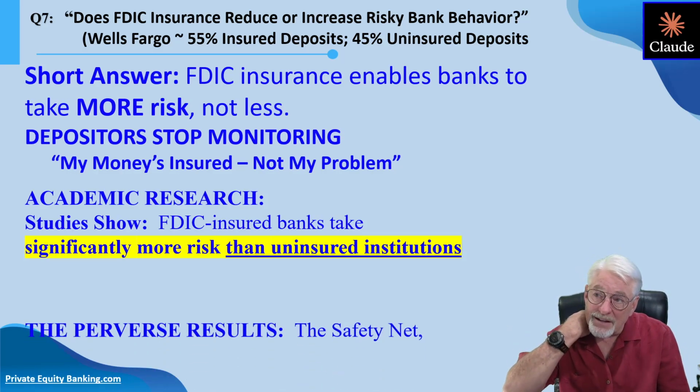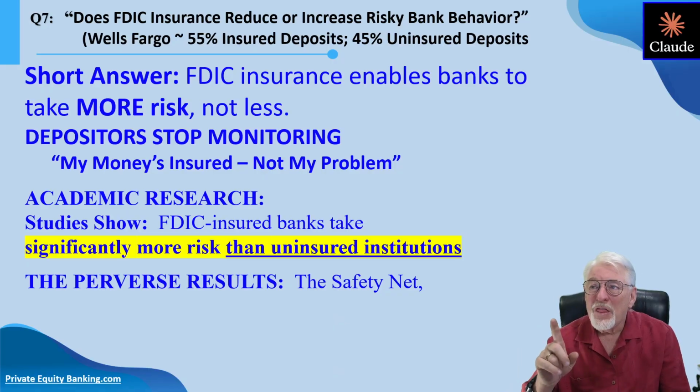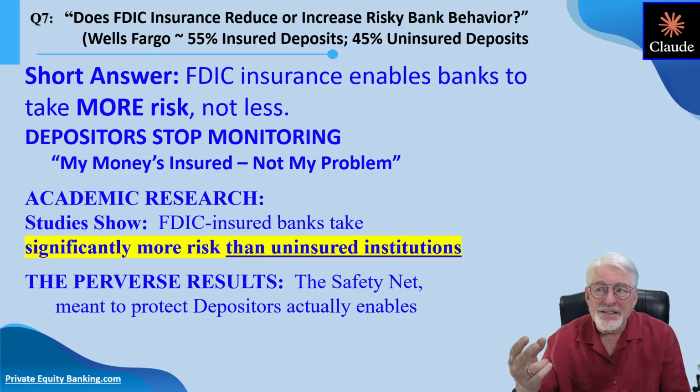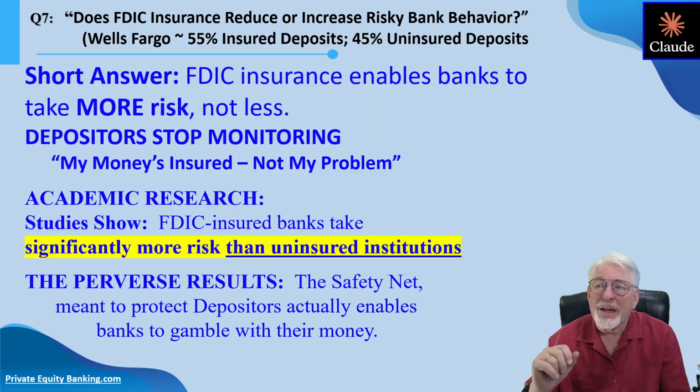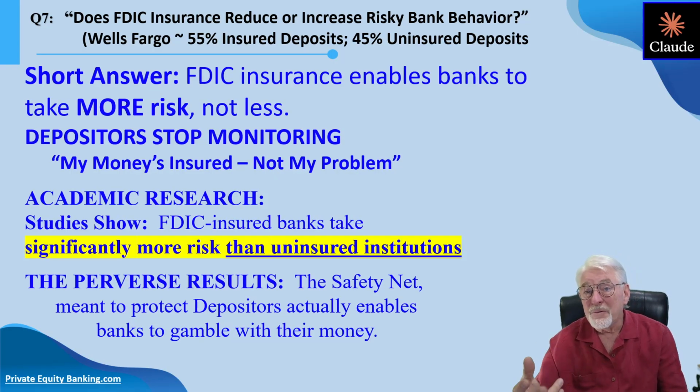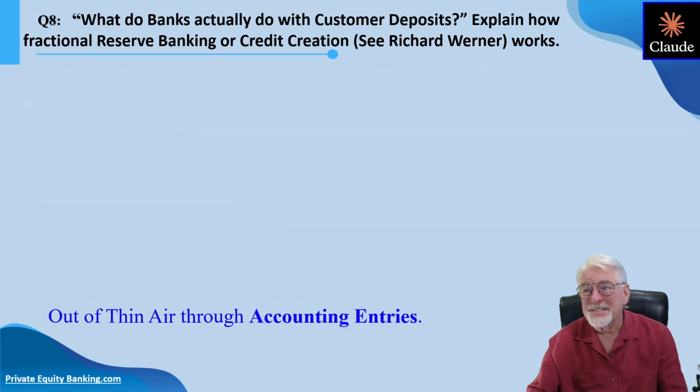I thought that was an interesting comment there. I like what it says there. The perverse results: the safety net, in other words, the FDIC insurance, meant to protect depositors, actually enables banks to gamble with their money, making them a more risky place to save your funds.